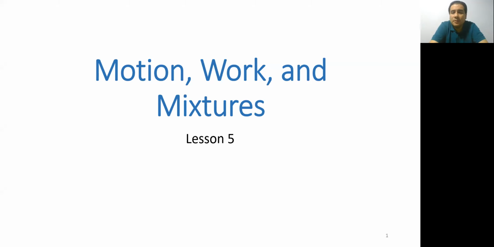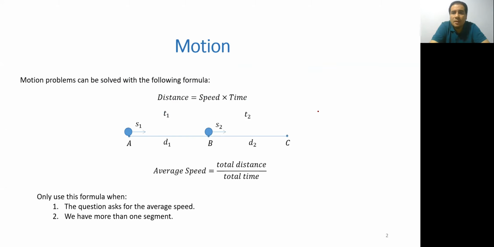Let's begin with the first of these topics, motion. Motion problems can be solved with the following formula, which is the distance run equals the product of the speed multiplied by the time taken to run that distance. So you can see here, there's a short scheme, right?